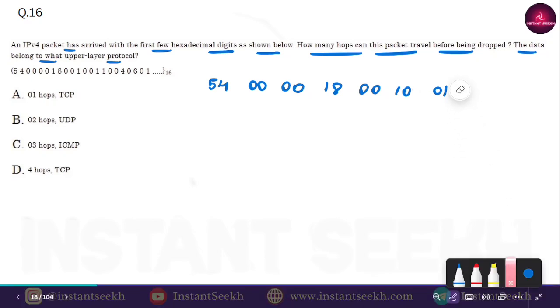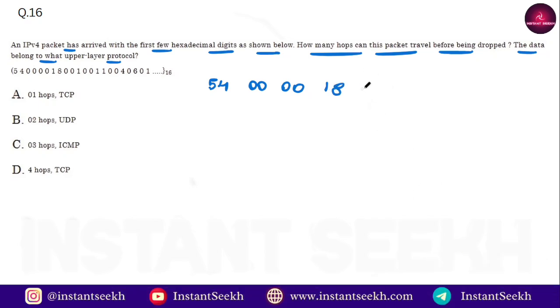So after 1, 8, what do we have? After 1, 8, we have 0, 0. After that, 1, 0, then 0, 1, then 1, 0, then 0, 4, then 0, 6, then 0, 1. So this is the pattern.